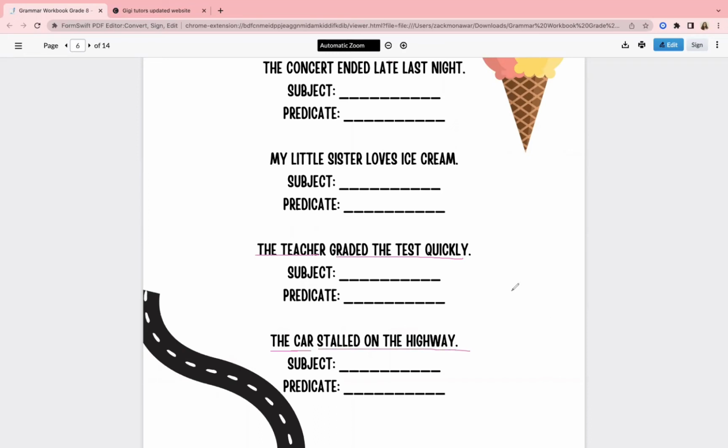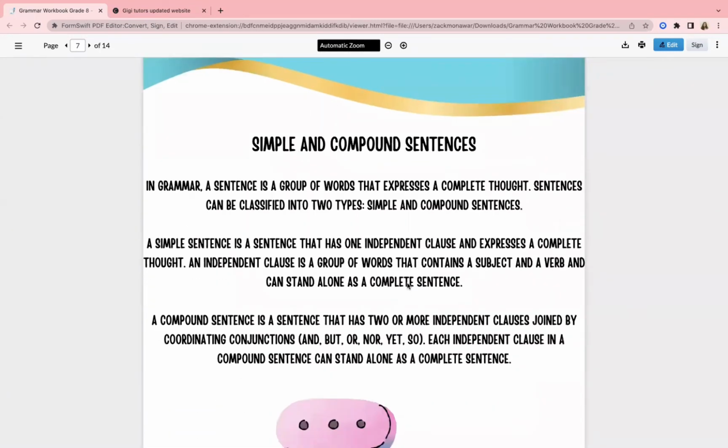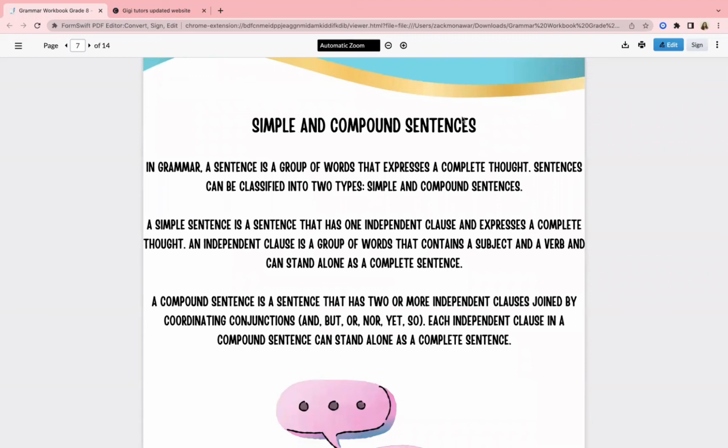Okay, so our answer is: the teacher is the subject, graded the test quickly is the predicate. And the second one is: the car stalled on the highway. It's split up into two parts. Now we're going to look at simple and compound sentences.